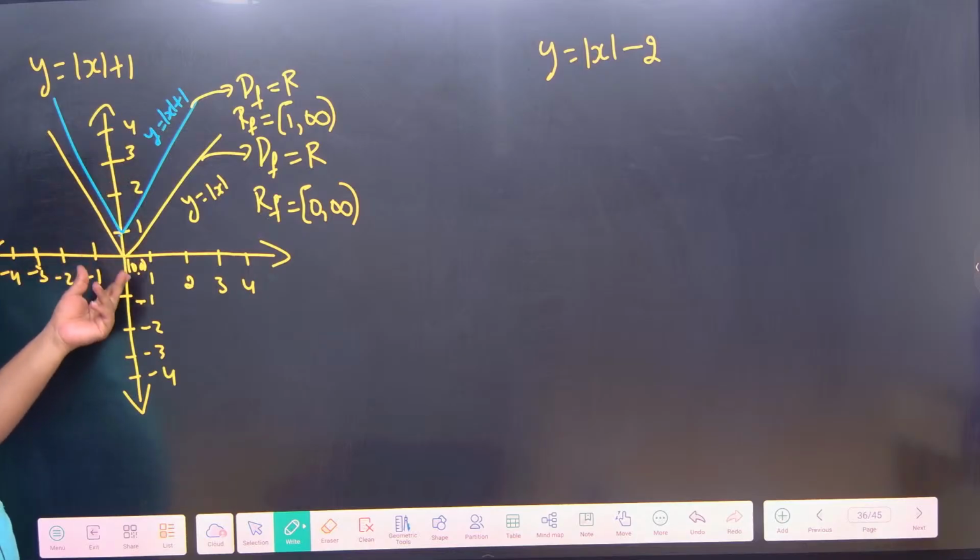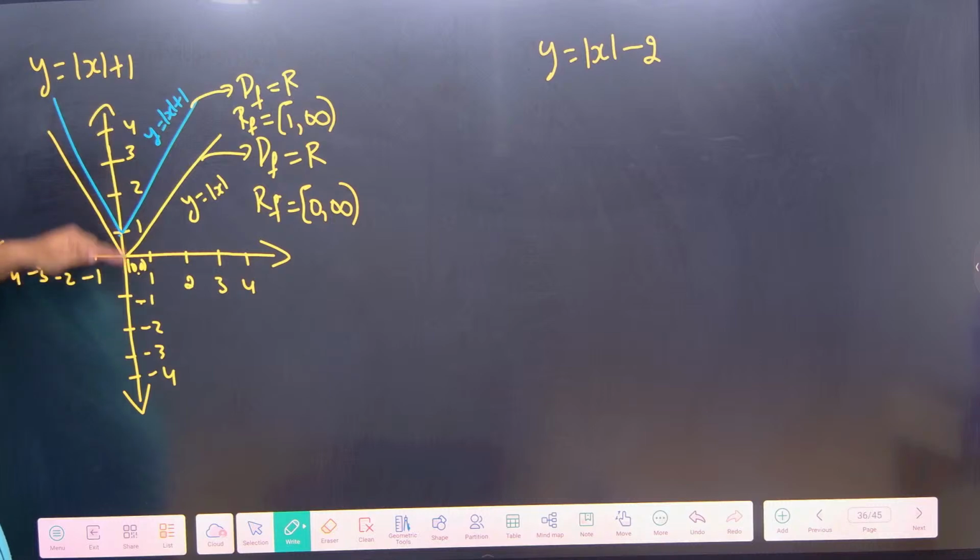Usually y is equal to mod x will start from 0 comma 0, that is, the sharp edge will be pointed towards the origin. But if it is plus 1, you have to increase by 1 unit, that means it will go up by 1 unit, so it will start from here. So the sharp edge will be here. If it is plus 3, it will start from here. If it is plus 2, it will start from here. Okay, that is the meaning of y is equal to mod x plus 1. I hope it is clear to all of you.